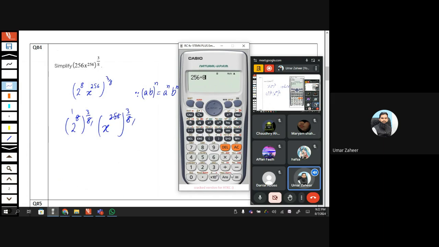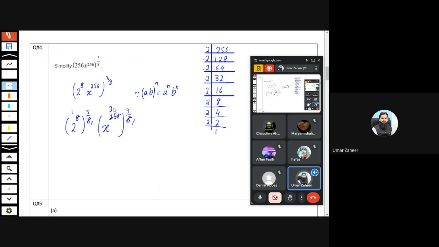Obviously, the calculator sometimes will not be allowed for this simple equation. 256 divided by 8. Sir, 32. Yeah, that's correct. So we'll get 2 raised to power 3 left, and x raised to power 32 multiplied by 3. 3 times 2 is 6, 3 times 3 is 9. So 2 raised to power 3 is 2 times 2 is 4, 4 times 2 is 8, into x raised to power 96. Yes, clear?